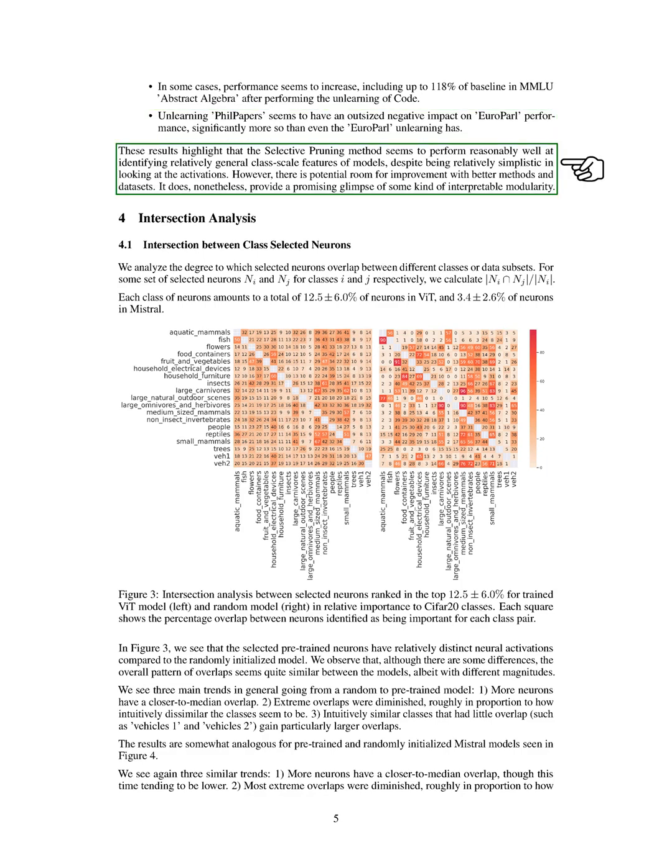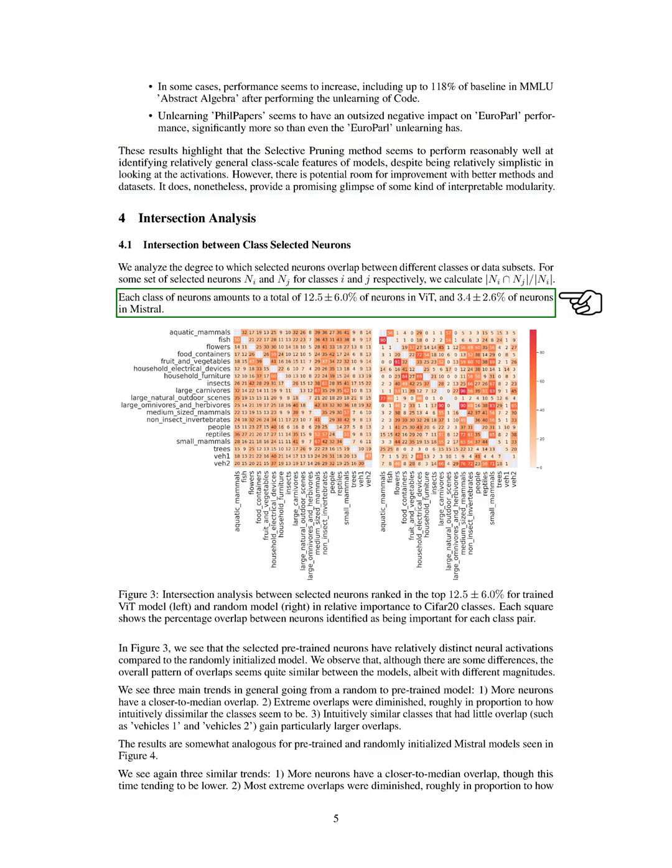These findings suggest that our selective pruning method effectively identifies general features of the model, though there is room for improvement with more advanced methods and datasets, hinting at a potential for interpretable modularity. Next, we analyze how selected neurons overlap between different classes or data subsets. For two sets of selected neurons, we calculate the ratio of overlapping neurons to the total in one class.